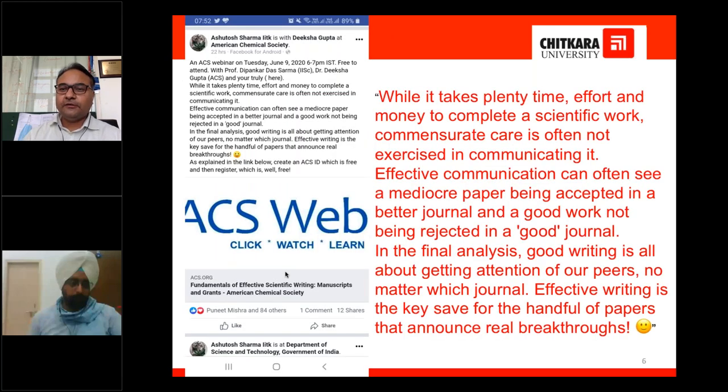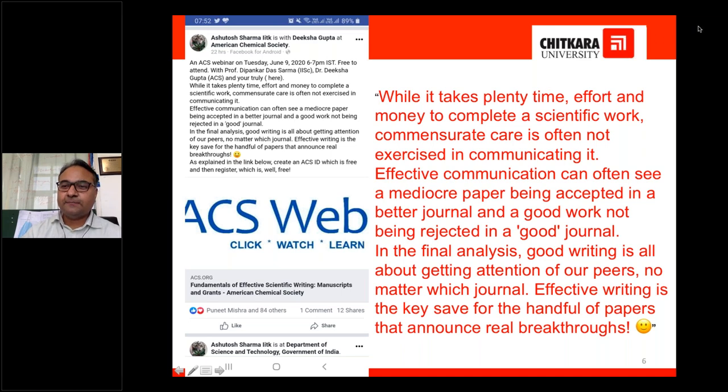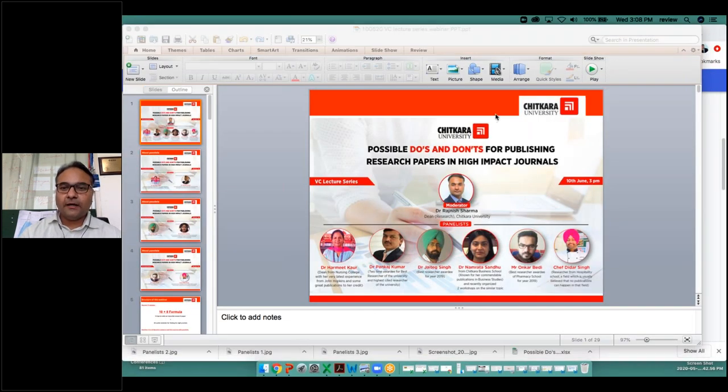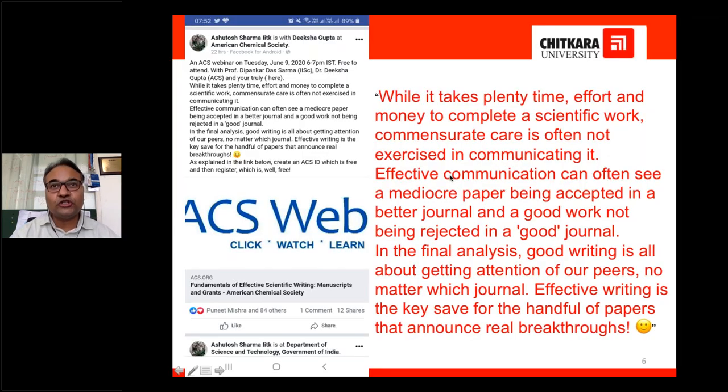Before that, let me share with you this particular Facebook post put up by Dr. Ashutosh Sharma. I don't know how many of you know him. He is the Secretary for the Department of Science and Technology, a very coveted post. And he put this message on his Facebook profile 2 days back, as you can see here, 22 hours back. Today in the morning only, I took the screenshot.